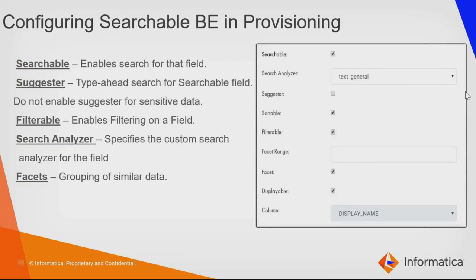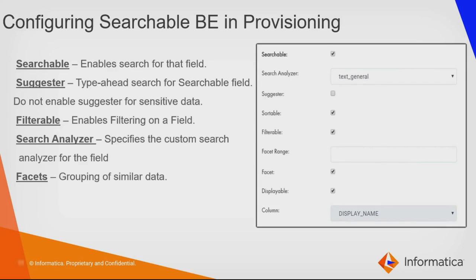Next is configuring the searchable BE parameters. Once we log in to the provisioning tool and traverse to the business entity specific column, we will be able to see all these parameters. This is very important because if this configuration is not in place, we will not be allowed to do the search. The first one is searchable. Once this is checked, we will be allowed to do the search on that specific column.